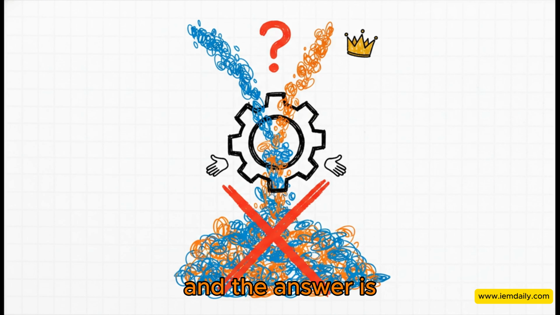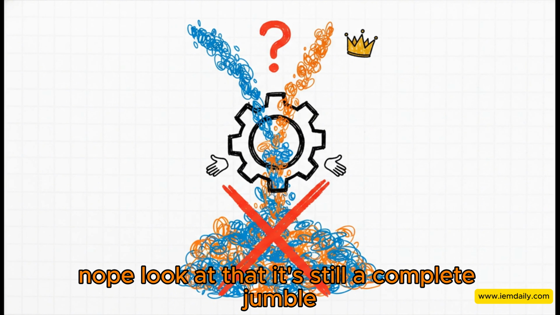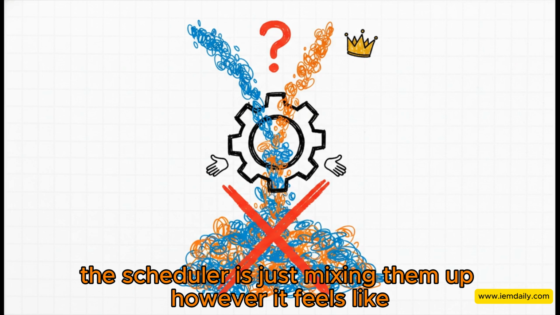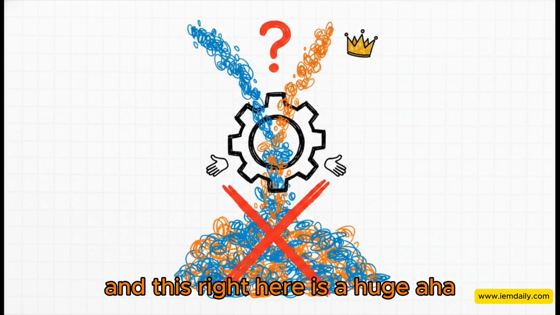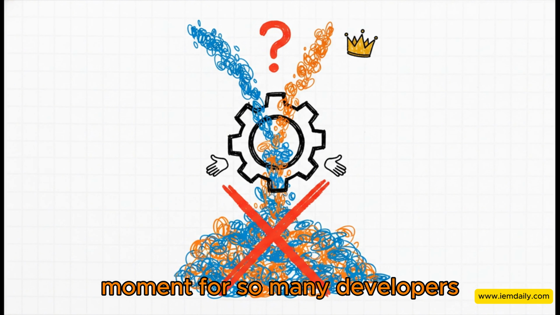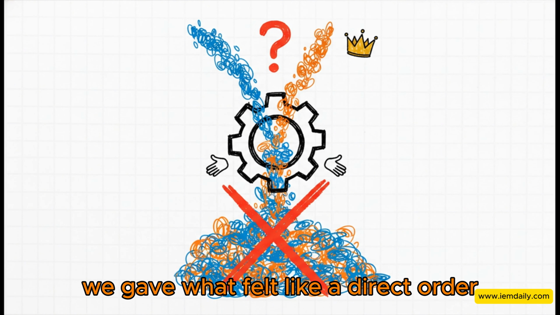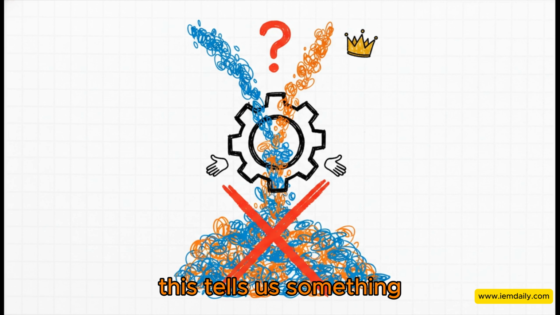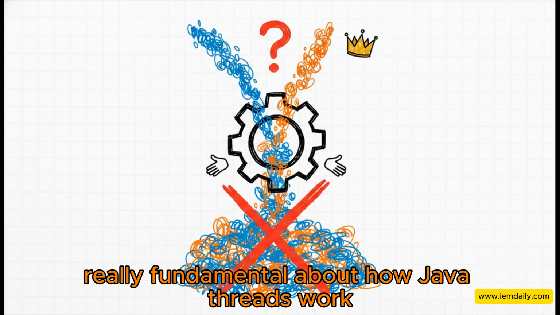And the answer is, nope. Look at that, it's still a complete jumble. Even with the highest possible priority, the scheduler is just mixing them up however it feels like. And this, right here, is a huge aha moment for so many developers. We gave what felt like a direct order, but the system just didn't care. This tells us something really fundamental about how Java threads work.